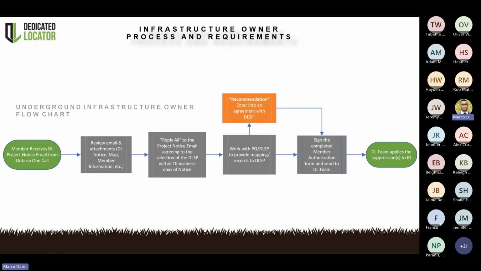This is a sign off where the dedicated locate service provider and the member have completed all requirements for them to locate your infrastructure. It's just a sign off that would indicate to Ontario One Call and be submitted back to Ontario One Call, where we can apply your suppression of your station code for that specific DL ID at that point. So this is just an overall high level overview of your process.